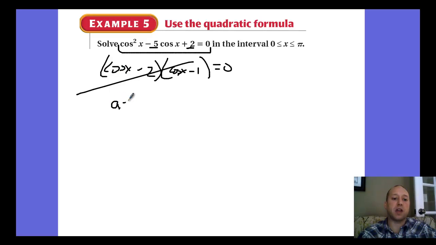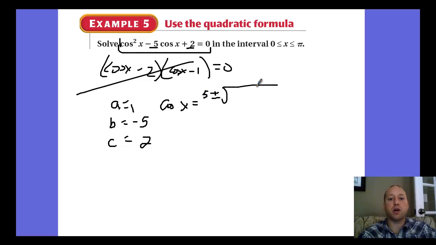So in this function, we have an a value that's 1, just 1 cosine squared x, a b value that is -5, and a c value that is 2. Those are from the function up here. So I plug those into the quadratic formula. It's not just x equals, now it's going to be cosine x is equal to opposite b plus or minus the square root of b squared, which is 25, minus 4 times a, which is 1, times c, which is 2, all over double a.